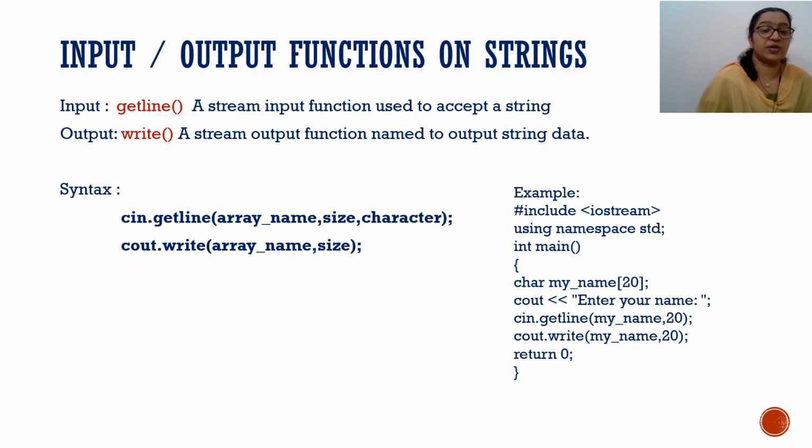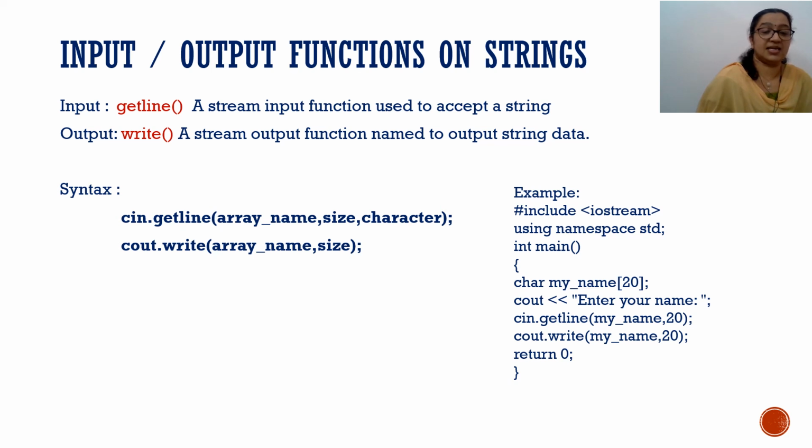For input, getline is the function. Getline is a stream function. Stream means iostream, the header file is iostream itself. It is the iostream function used to accept a string. Then for output, the write function. It's also a stream function, used to output the string data on the monitor. Now see the syntax.